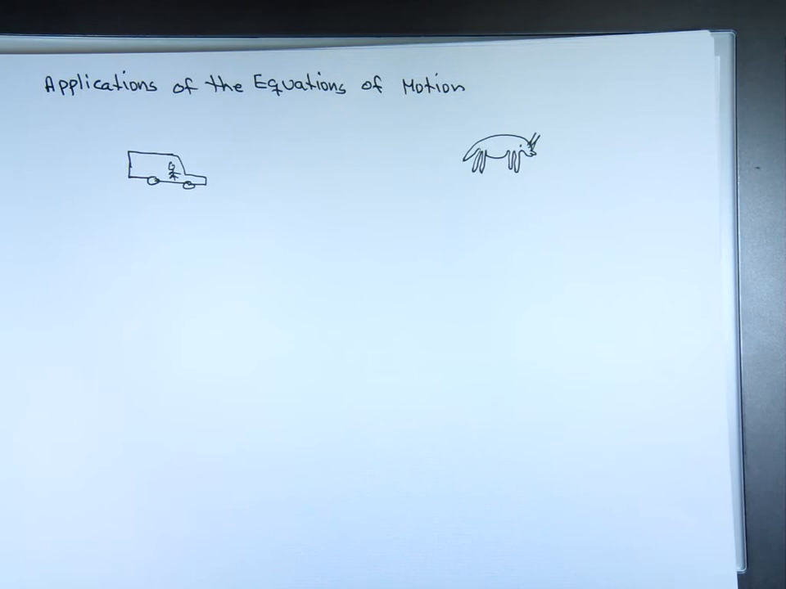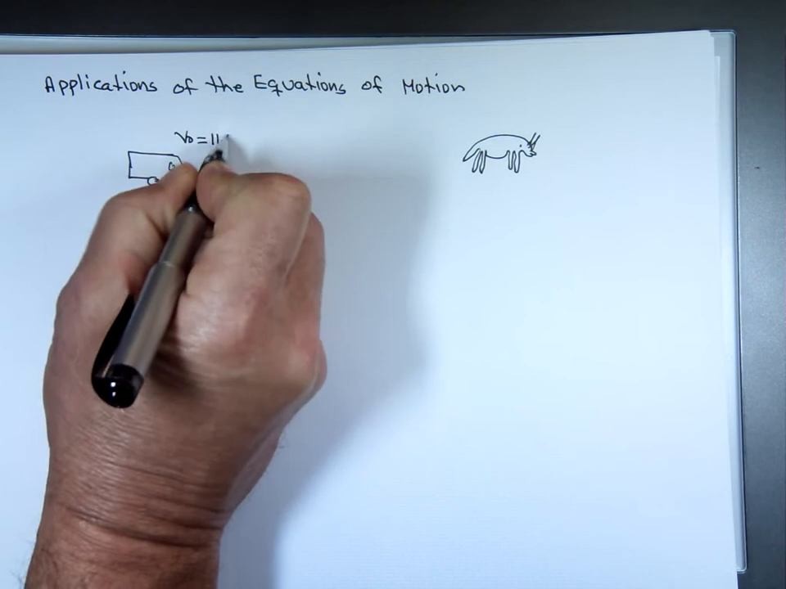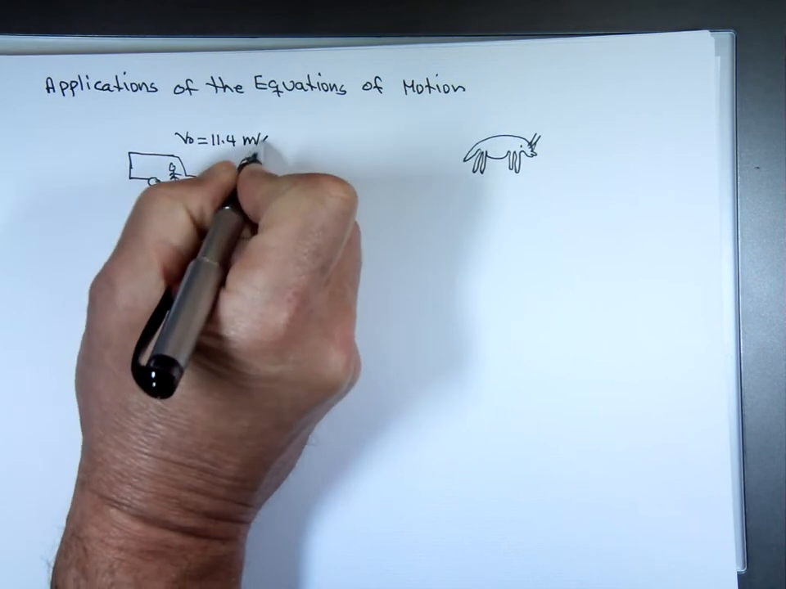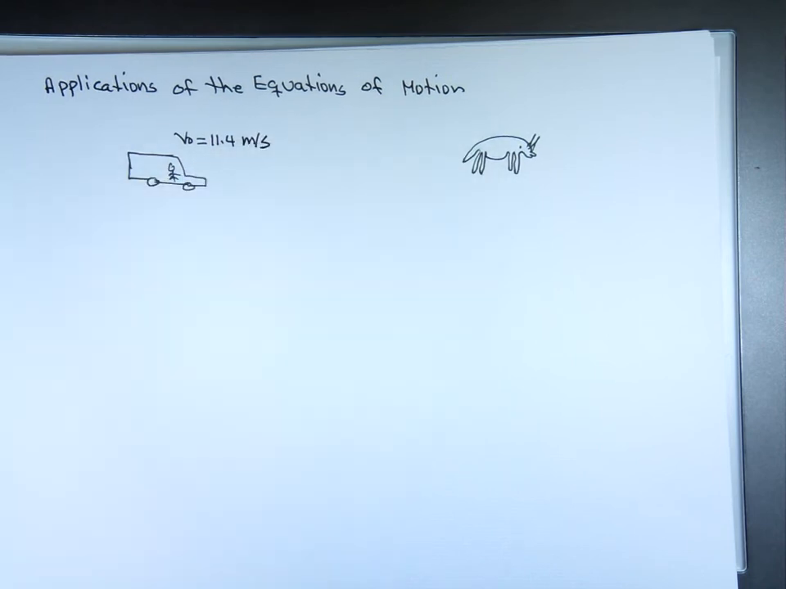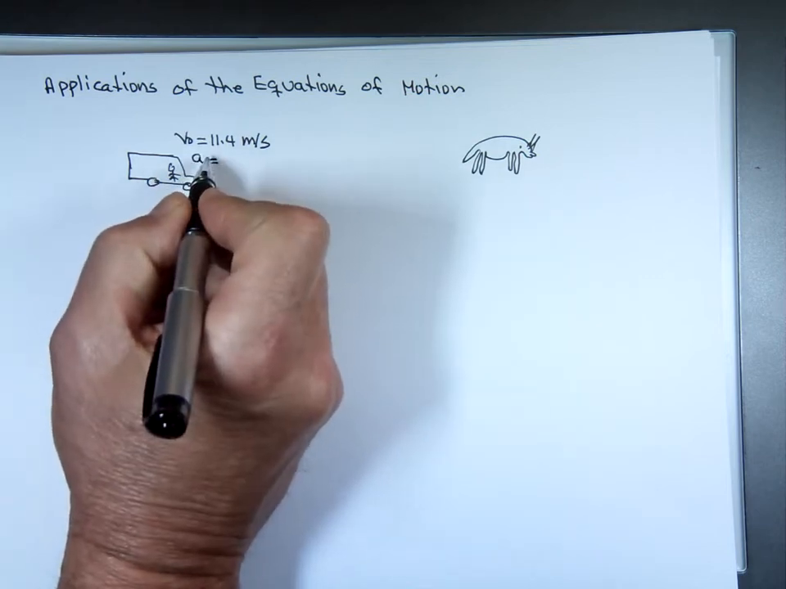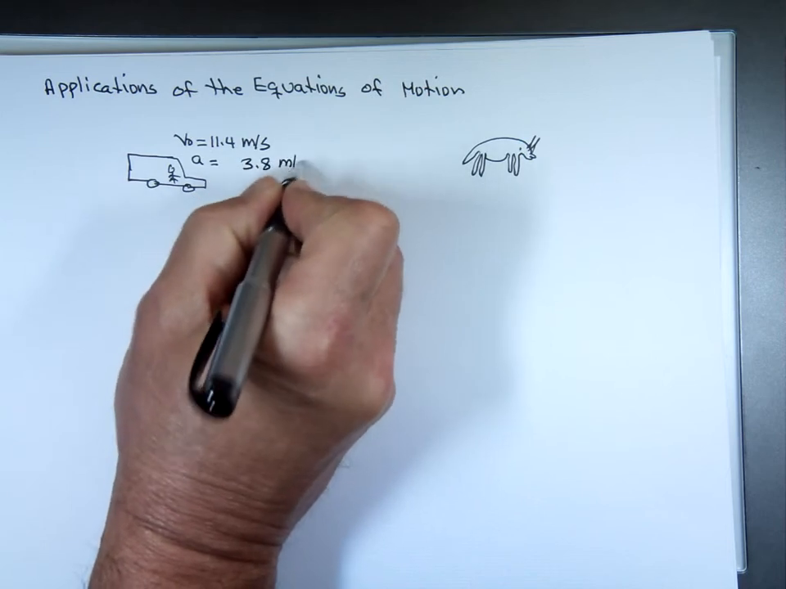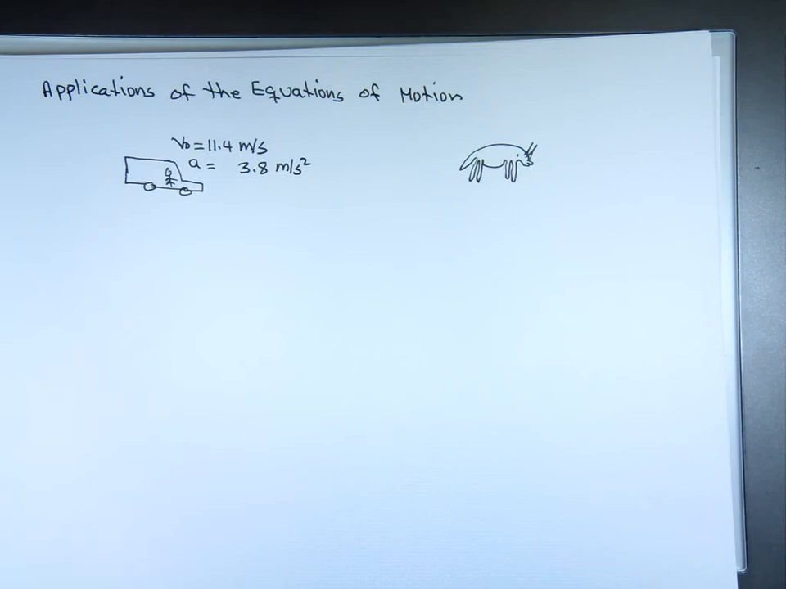The ranger is driving at a speed of 11.4 meters per second. Its initial velocity, 11.4 meters per second. Sees the deer, hits the brakes. The acceleration, now notice the acceleration in the book says is 3.8 meters per second squared. And if you write that, that's wrong. It should be a negative. Why? Because the car is going to slow down.